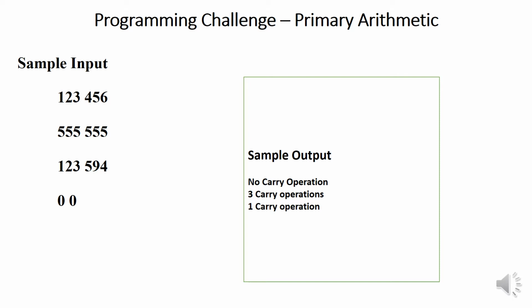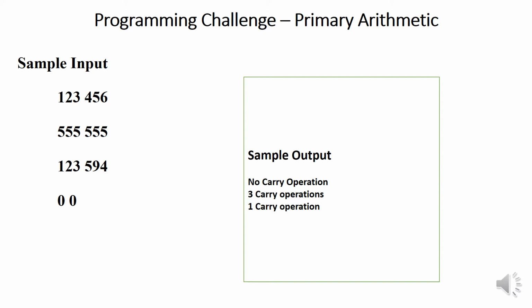That's it. Okay. After that, the second line: 555, that is what the variable m contains, and 555, that is what the variable n contains. Here if we perform the calculation on the notebook, there are three carries. So there are more than one carry. That's why we always write the English statement with 's' at the last.